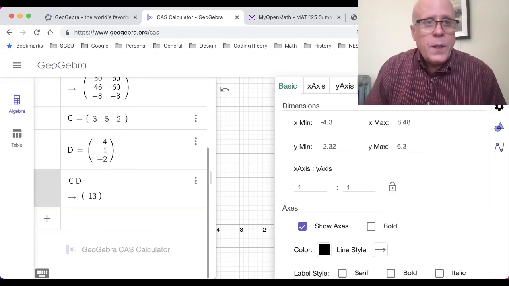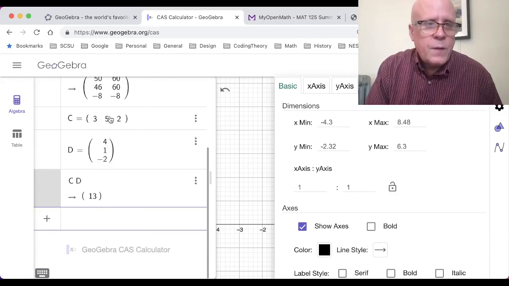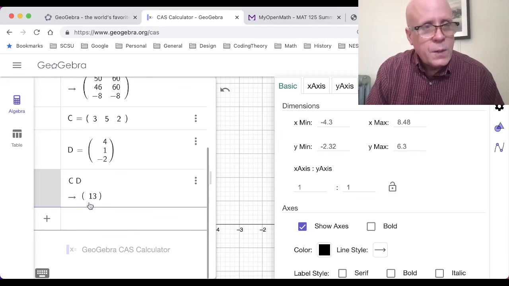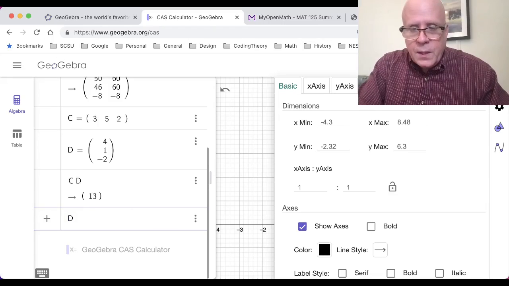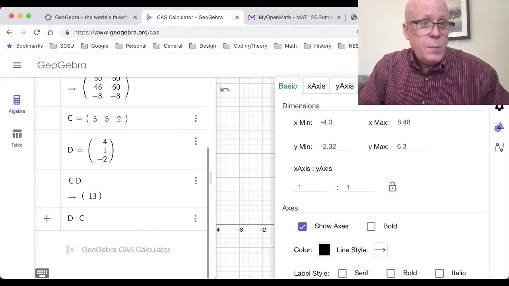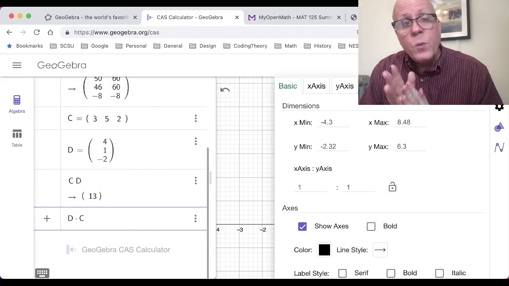Okay, check out what that number is. It's 3 times 4 plus 5 times 1, 17 so far, plus 2 times -2, -4. 17 minus 4 is 13. Cool. But look what happens if you do D times C. Can you do D times C? Yeah, those are conformable too.